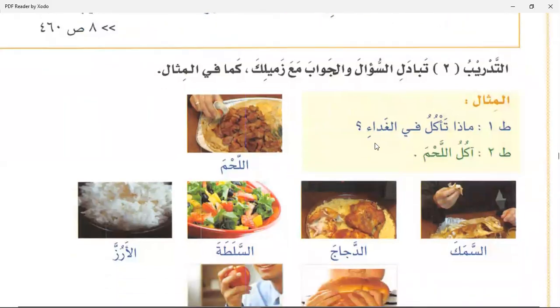The second exercise: exchange questions and answers with your classmate as in the example. The example: first student, what do you eat at lunch? Second student, I eat meat. So the action of the verb is done on meat, so it has fatha. Then ghada has kasra because of the preposition. Ta'kulu and a'kulu are present tense verbs, that's why they have dhamma at their end.